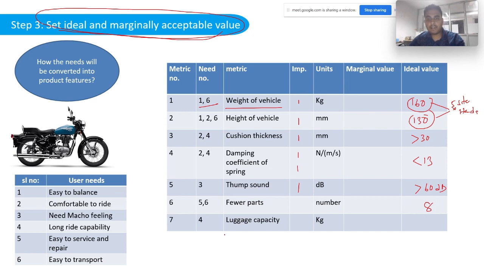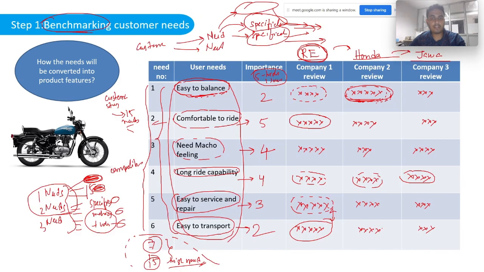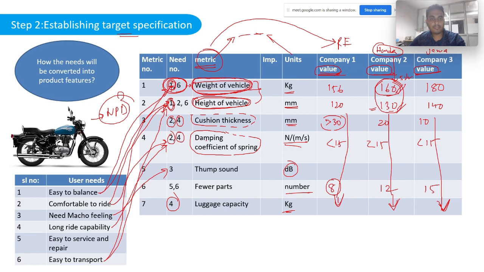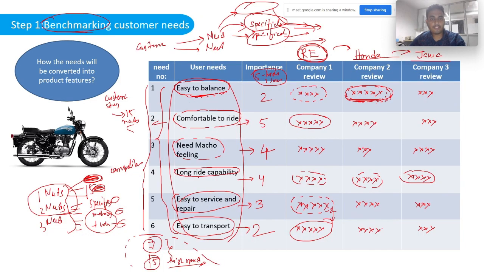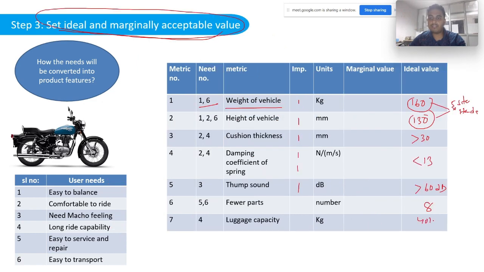Similarly, luggage capacity, need 4. Who addresses need 4? Royal Enfield is the winner, so you consider the value for Royal Enfield. Royal Enfield can carry 60 kg, while the others can carry only 50 kg or 40 kg. So you consider that as the ideal value.